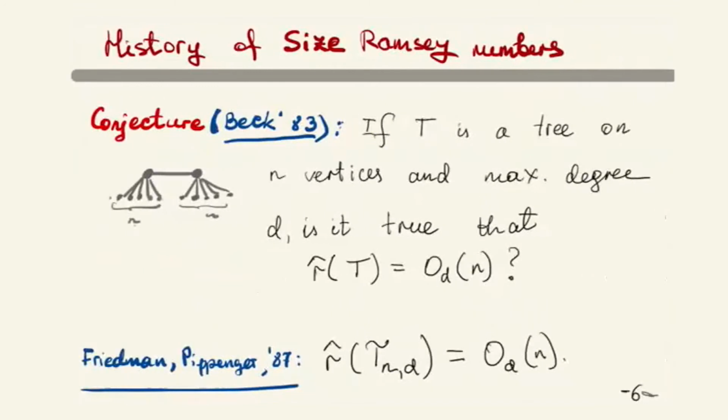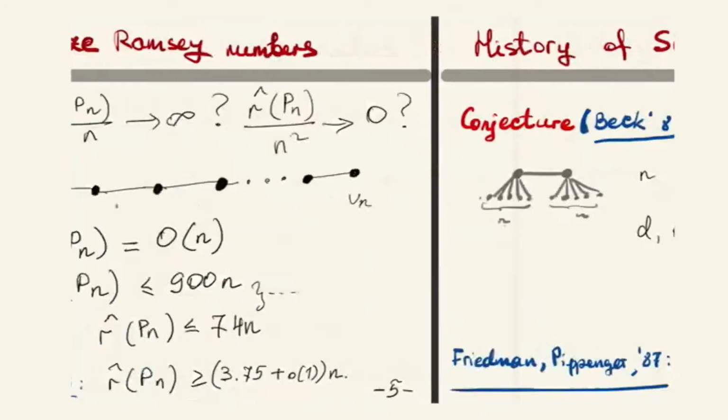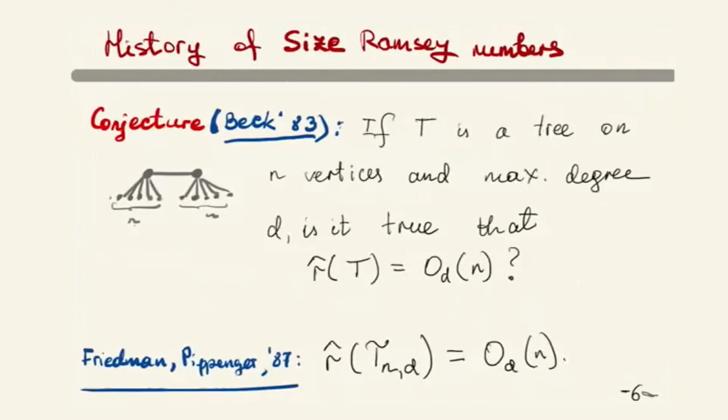Okay. A conjecture by Beck from '83, he worked on this path problem and he asked, what about trees? So if I take a tree on n vertices, what can I say about its size Ramsey number? He asked whether, if I take any tree on n vertices and maximum degree d, is it true that the size Ramsey number of this tree is going to be linear?